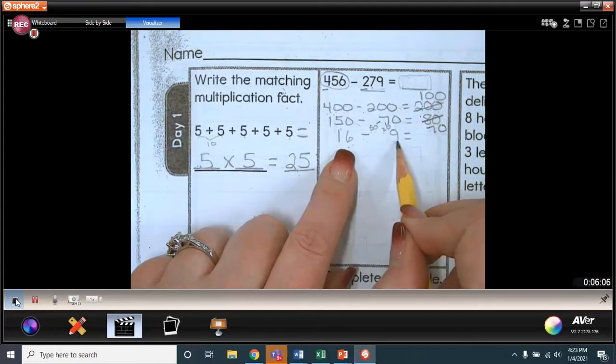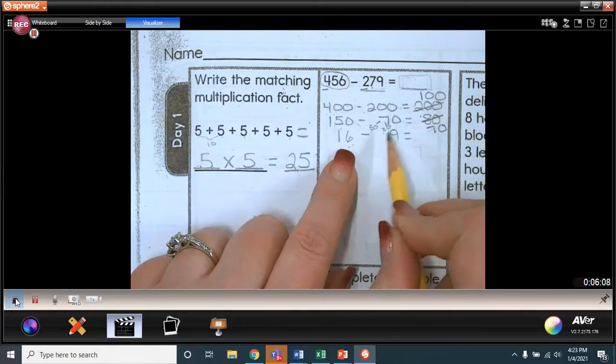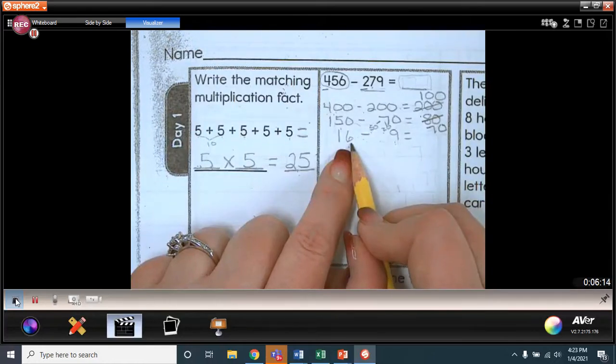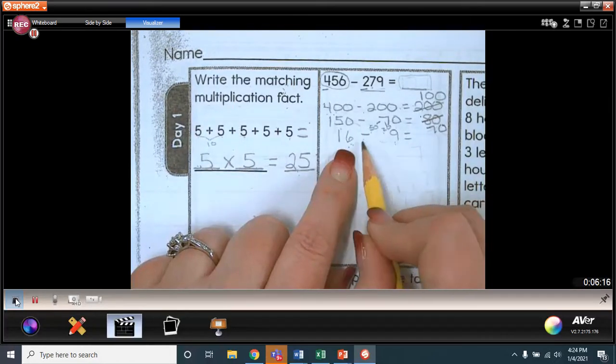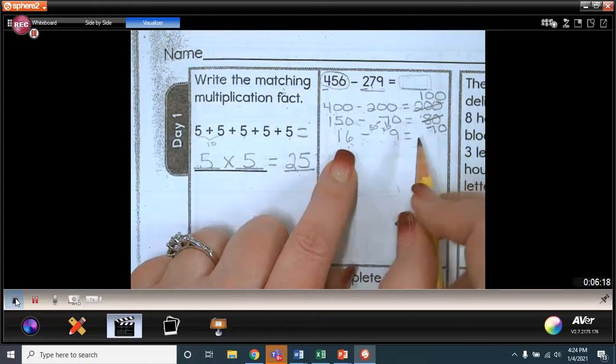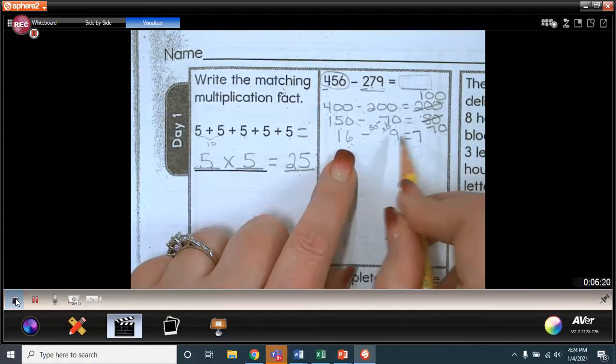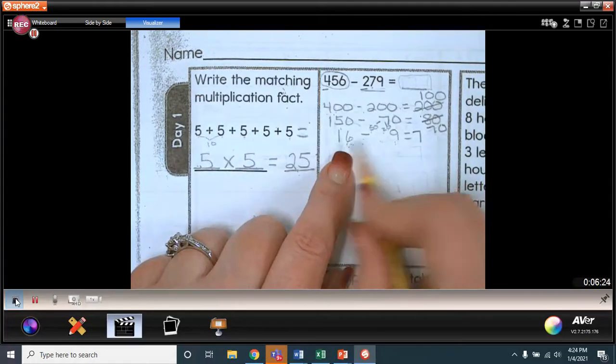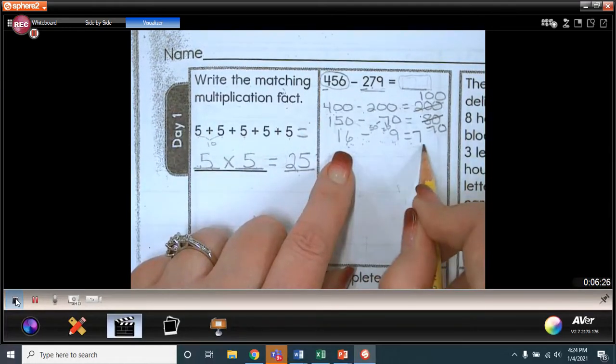Well, if I count up from 9, go up one more, that's 10. And then from 10 to 16 would make 6 more. So 1 and 6 is going to make 7. So 9 plus 7 is equal to 16. So that tells me that 16 minus 9 is equal to 7.